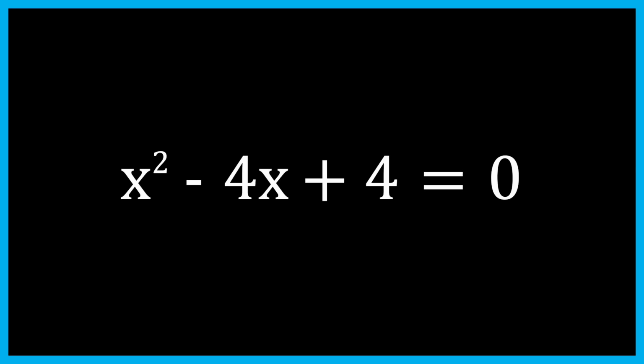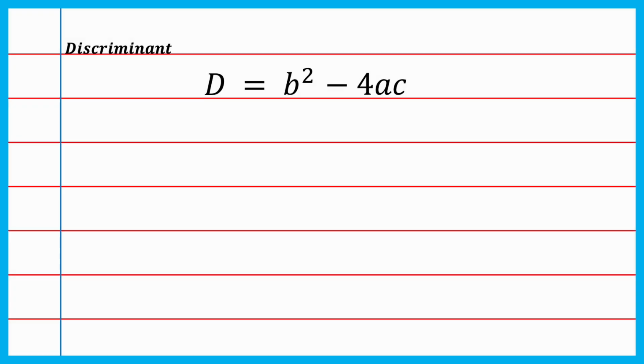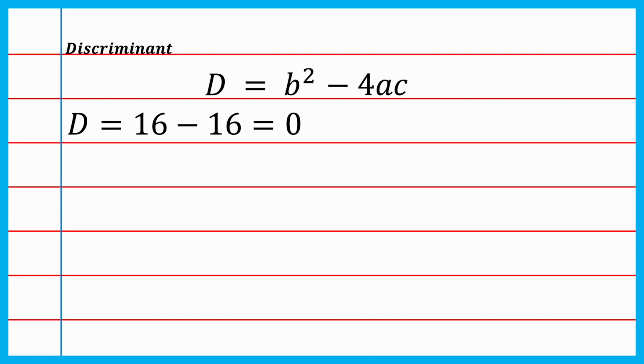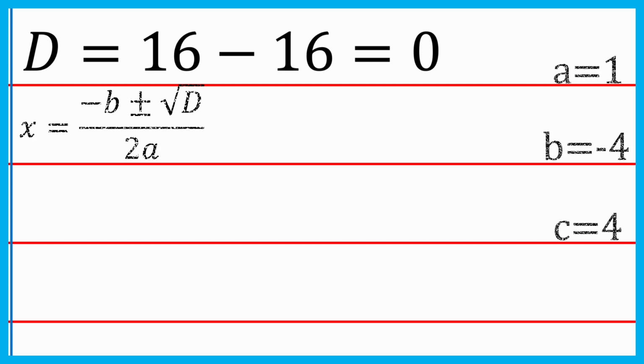X squared minus 4 times x plus 4 equals 0. Here, a equals 1, b equals negative 4, and c equals 4. We calculate the discriminant. So, d equals 16 minus 16 equals 0. And that is special. If the discriminant is 0, then the equation has exactly one solution. Now we can calculate x. Negative b is 4. The square root of 0 is 0, and that is 2.